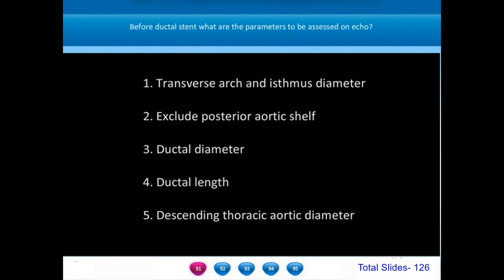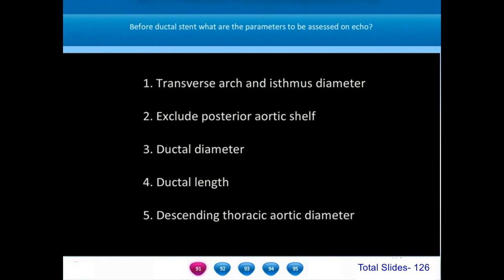The ductal diameter is important because the size of the ductal stent should be much larger than the ductal diameter. This is to prevent stent embolization. The ductal length needs to be measured because the entire length of the ductus has to be stented, and any unstented portion of the PDA will go on to severe stenosis. The descending thoracic aortic diameter is also very significant because the ductus stent should have a diameter which is at least matching the descending thoracic aortic diameter.